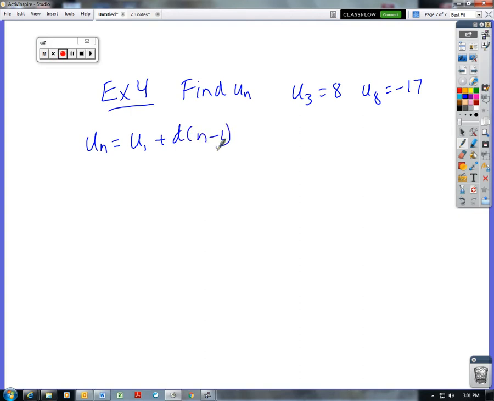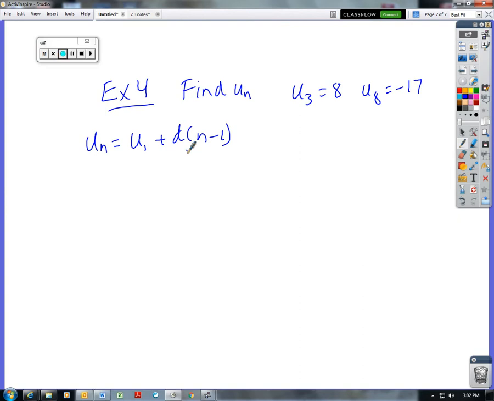So that's the formula. It's handy if you have it memorized, because you're going to want to have it handy. And then we don't know u sub 1 and we don't know d. Those are the two things we need to find. There is the fast way to find d, and there is the slow way to find d. And of course, we want to do it the fast way, right?